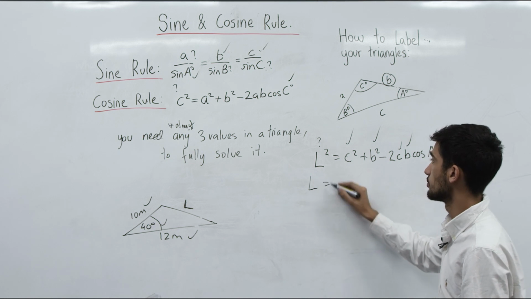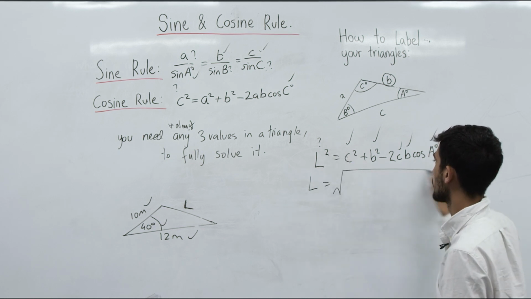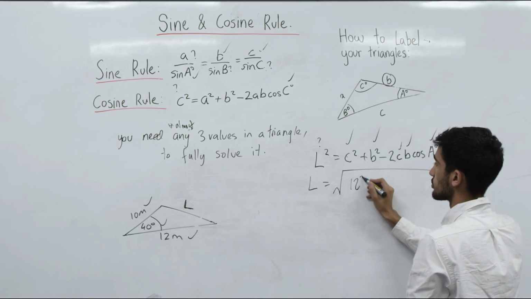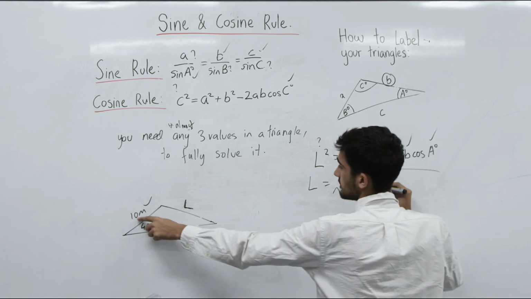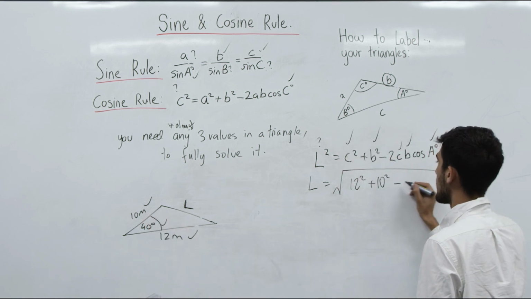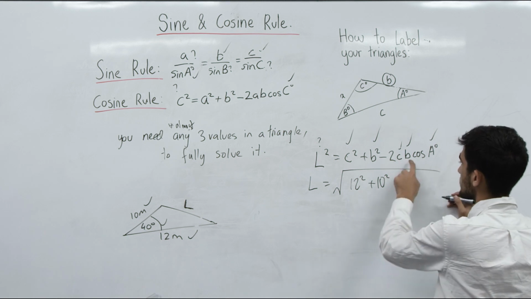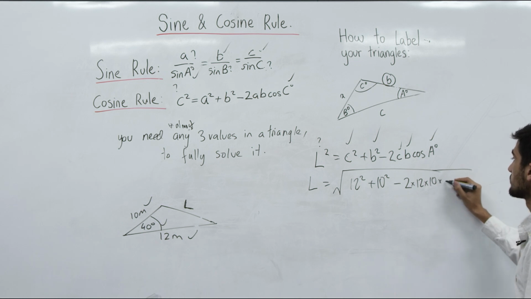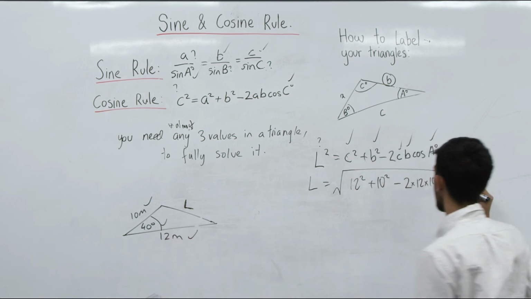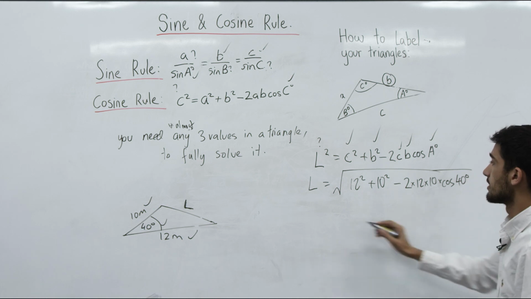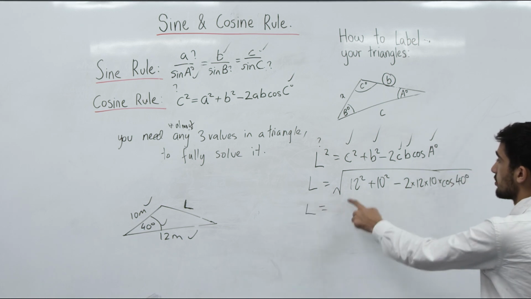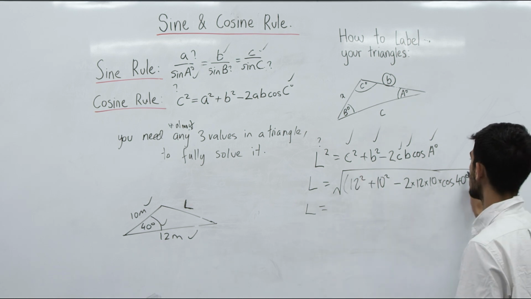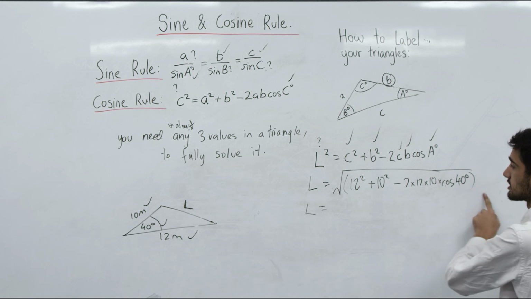L is equal to, I'm going to bring that square there and square root the right hand side of the equation. C squared is just 12 squared. B squared is just 10 squared, and minus 2 times C times B, so times 12 times 10, times the cos of the angle A, times cos 40 degrees. Now this is a long equation, but you can type this fully into your calculator using a set of brackets, and it'll make it very easy to do. Okay, so square root this in brackets in your calculator.